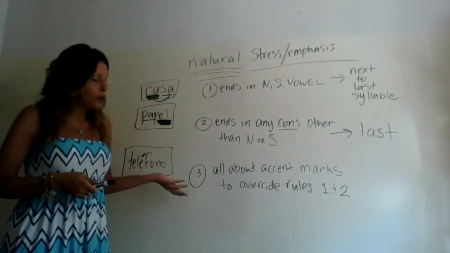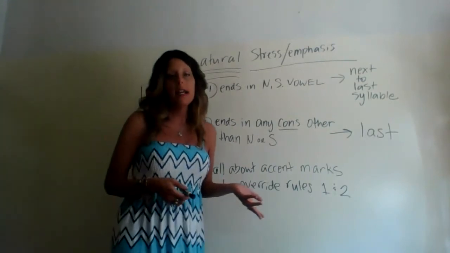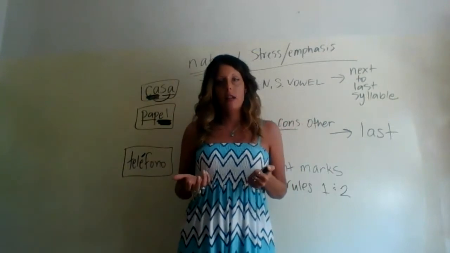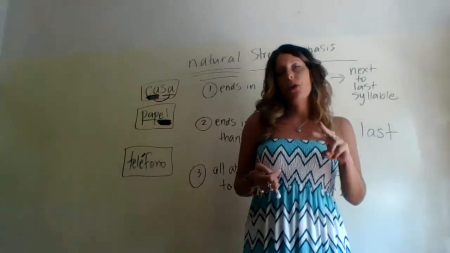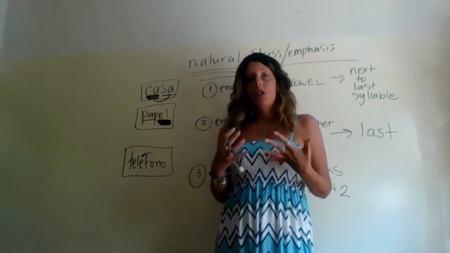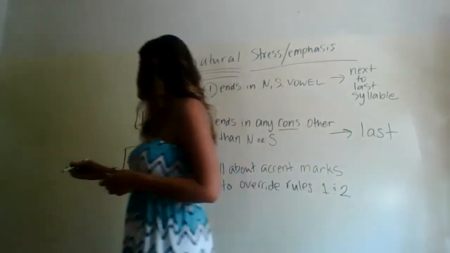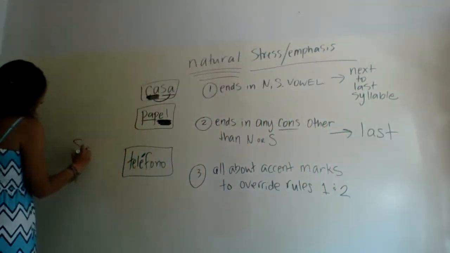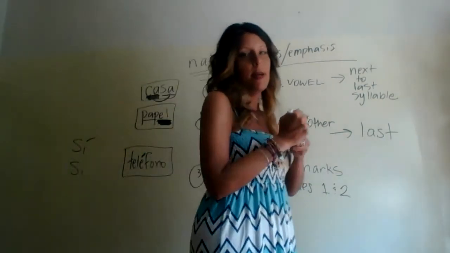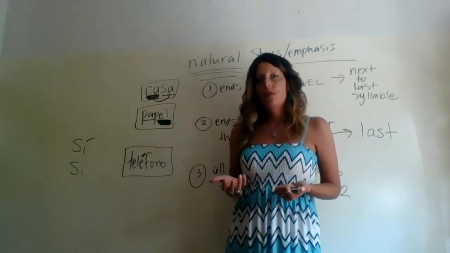And then there's a rule number 3, which is all about accent marks. Basically, the function of an accent mark in Spanish is twofold. Sometimes an accent mark in Spanish will simply change the meaning of the word. So for example, those 2 words exist in Spanish, sí and sí. Both of those words are pronounced the same.